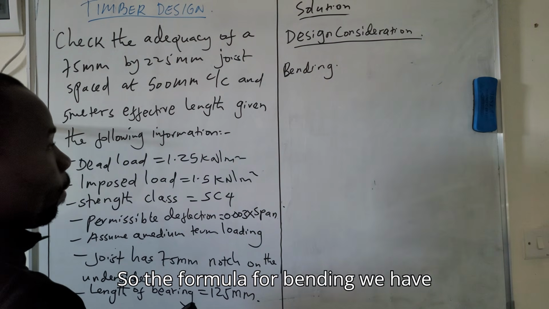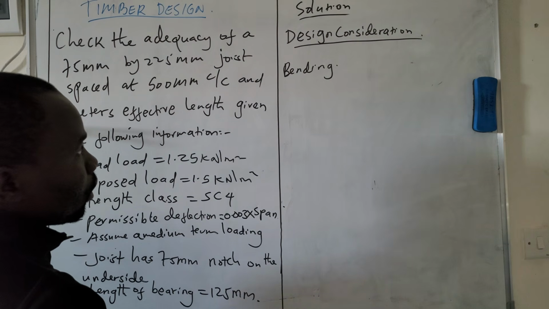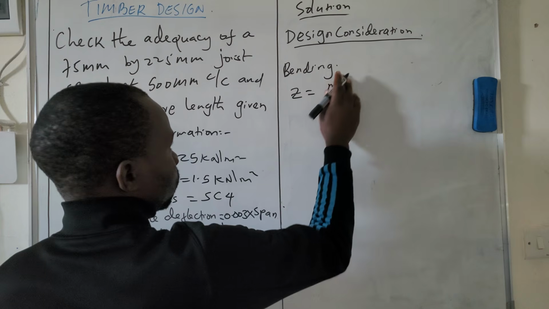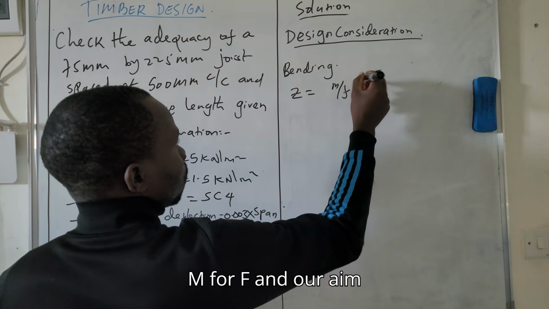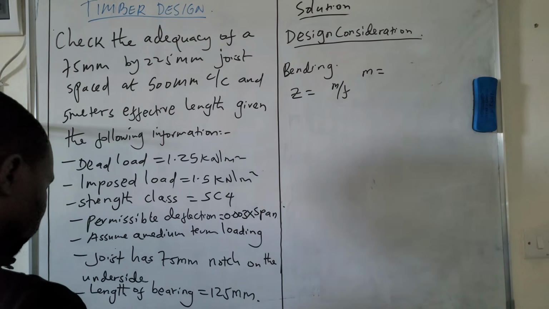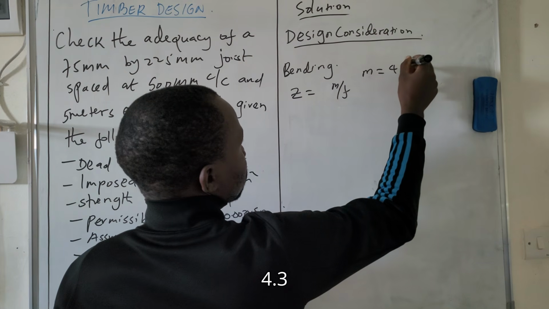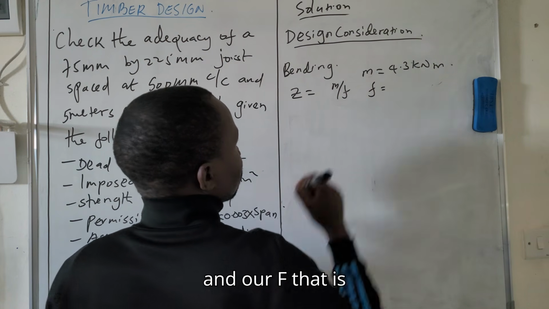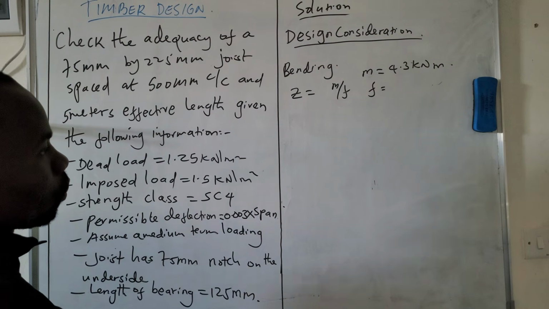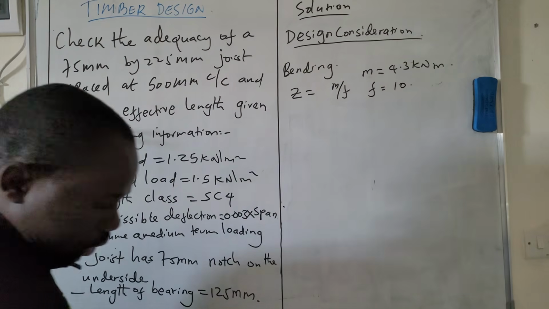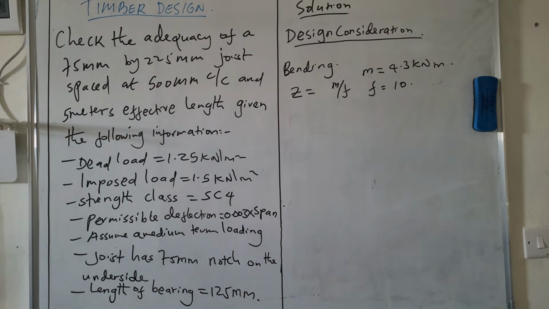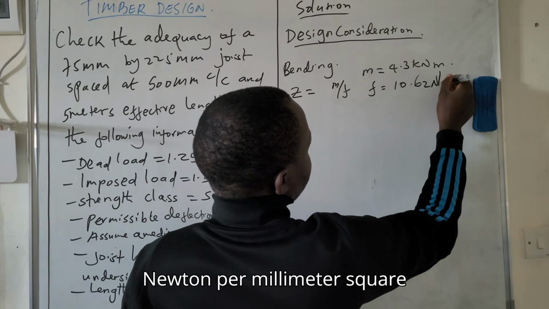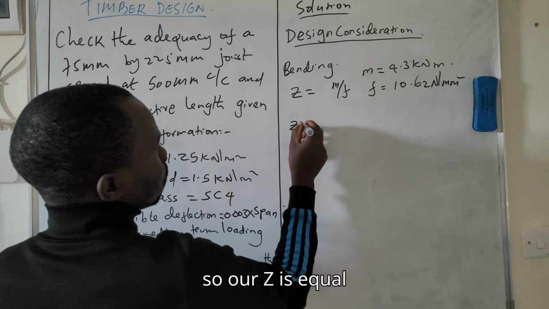So the formula for bending, we have to determine first Z, and we know that Z is equal to M over F, and our M was 4.3 kilonewton meter, and our F, that is permissible bending stress, is 10.62 Newton per millimeter square.